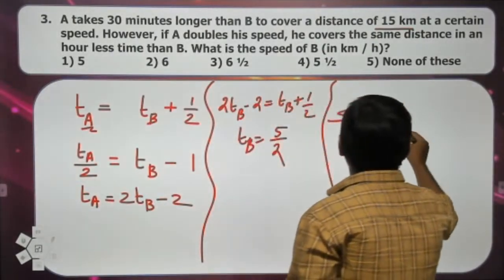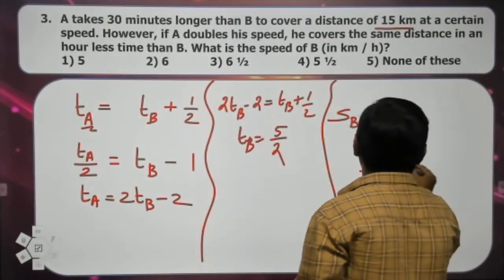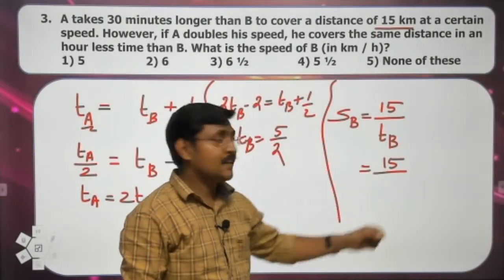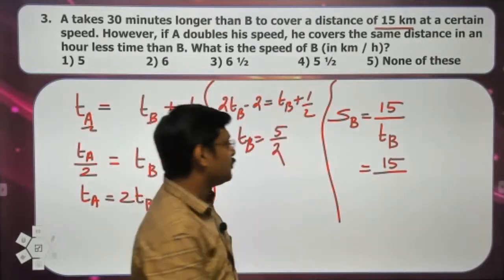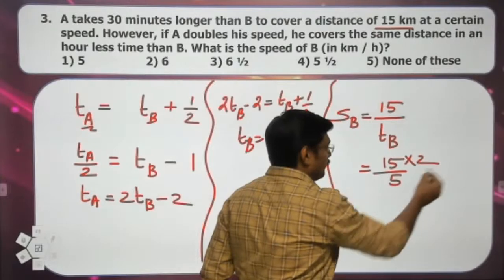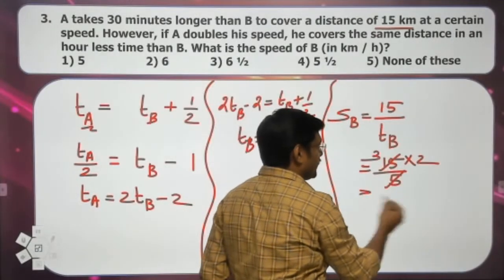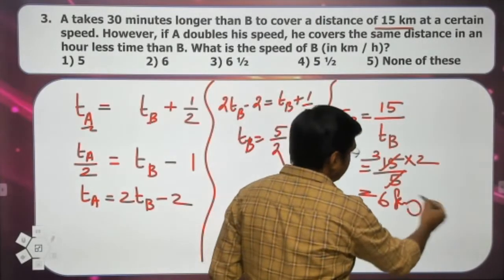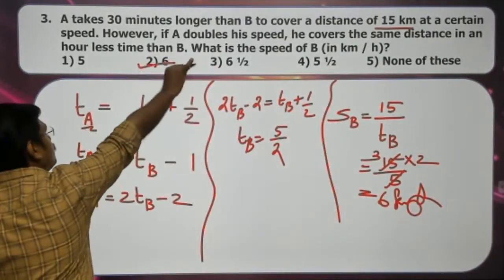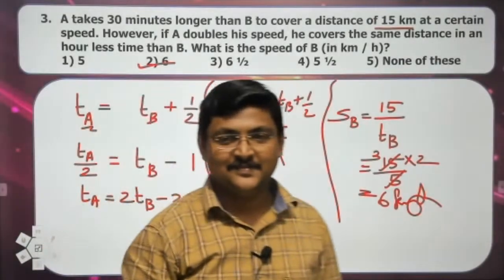So I am putting the value here, S is equal to 15 divided by the time taken by B to cover that 15 kilometer, that is 2.5 hours, so 5 by 2. I am taking that 2 to the numerator, so 15 into 2 by 5, 5 3 times. So we can say that the answer is 6 kilometer per hour. So for this question, the answer is option number 2, 6.